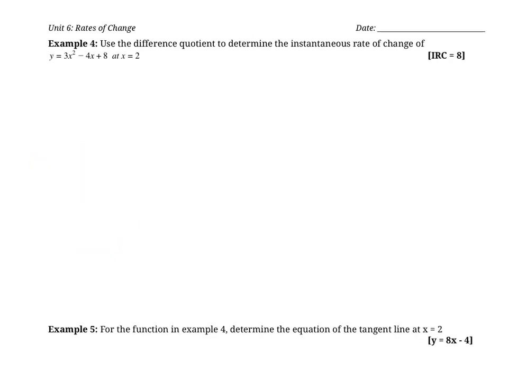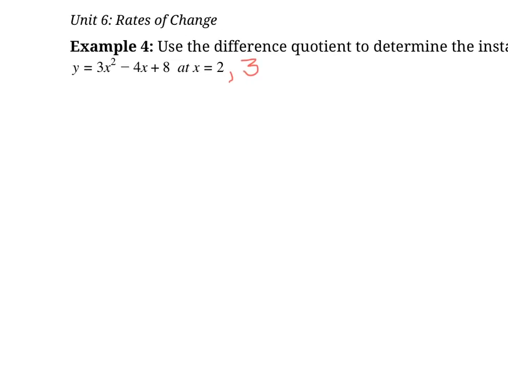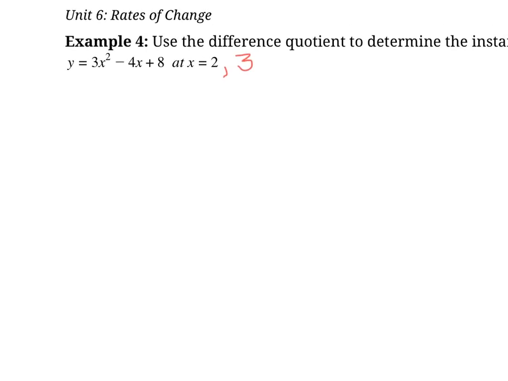Okay, here's another question. It asks us to find the instantaneous rate of change of 3x squared minus 4x plus 8 at x equals 2. I'm going to change up this question by adding a part. So we're going to find the rate of change at x equals 2 and x equals 3. So we're just going to make it a little bit longer, basically. So let's start off with our instantaneous rate of change.